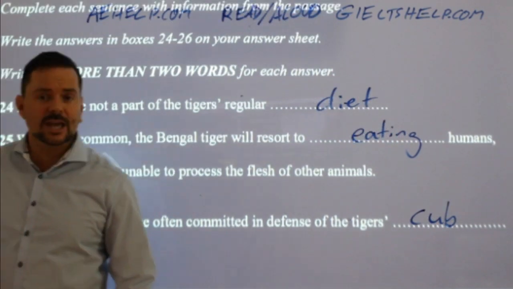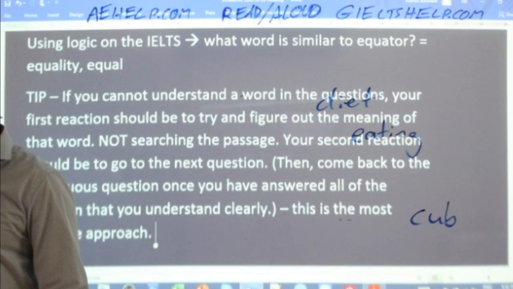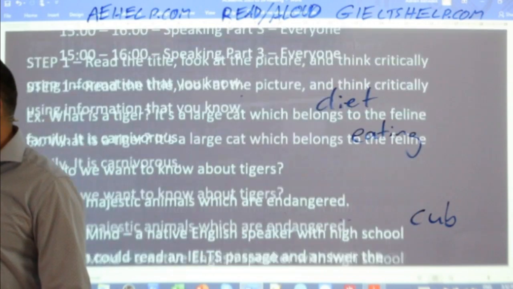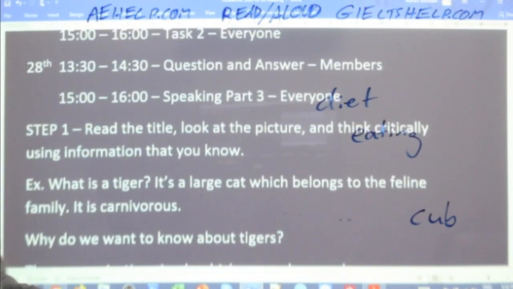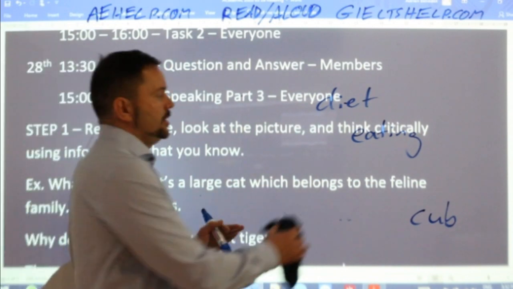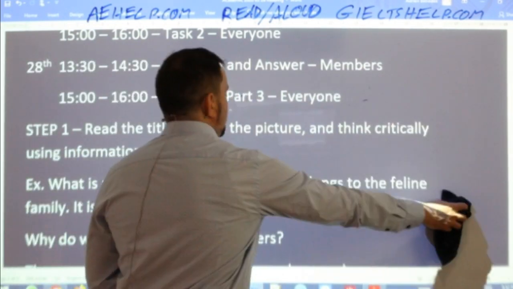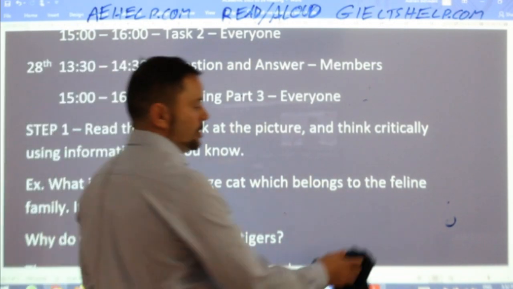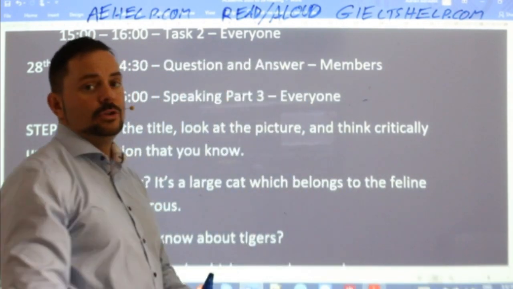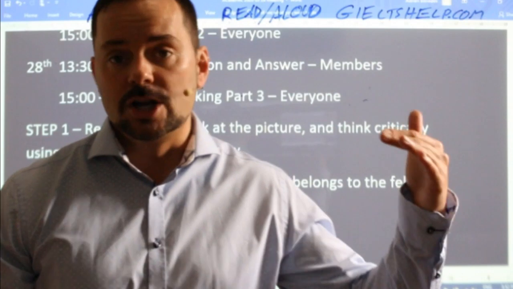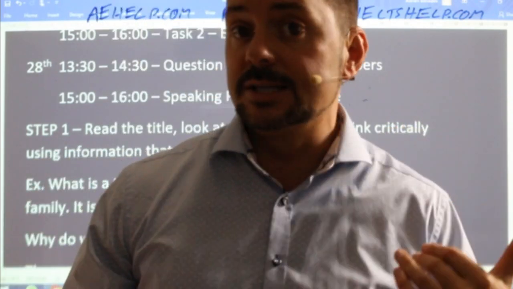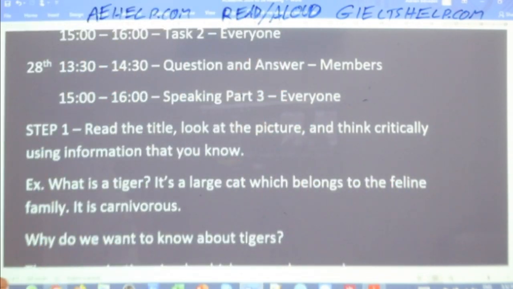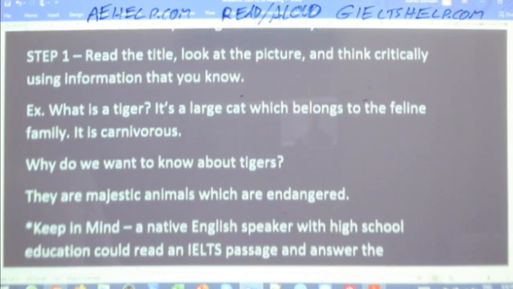The main takeaway from this class, the most important part of today's class is active reading. Step 1, when you're reading, read the title, look at the picture, think critically, okay, about the information. The information in your head will help you to get a better band score. Logic is your friend. Somebody with a lower level of English but a higher level of logic will get a higher band score in the reading section than somebody with higher level of English using lower level of logic. Okay, so keep that in mind. All right.